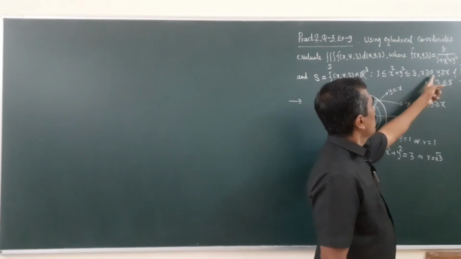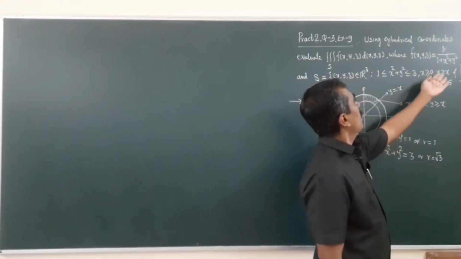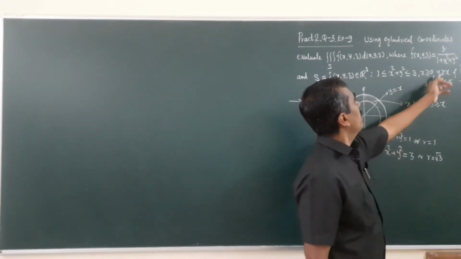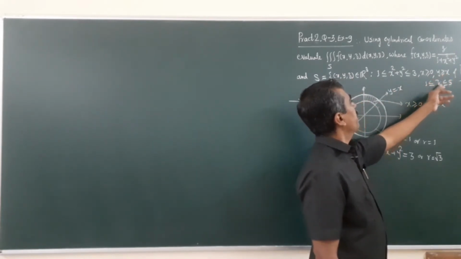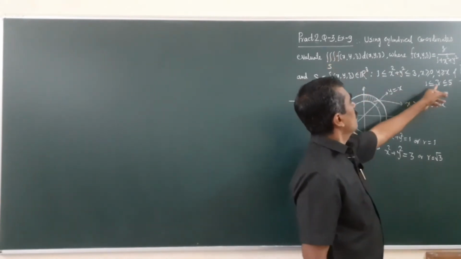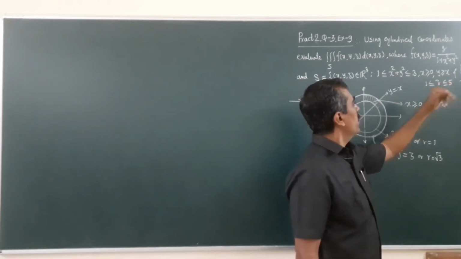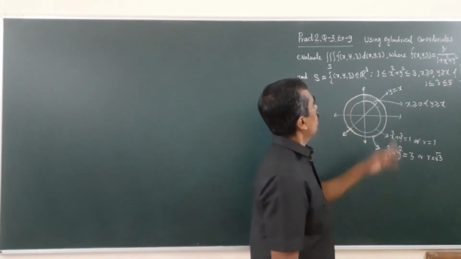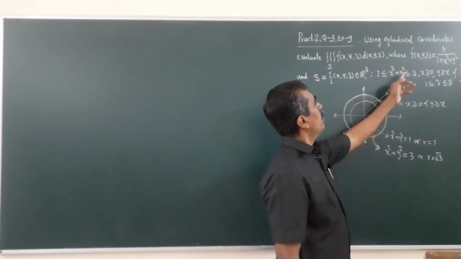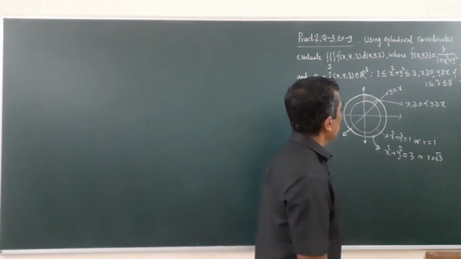3, whose base is in the first quadrant and above the line y is equal to x, and where the height of the solid lies between 1 and 5. So, z lies between 1 and 5. Now, if we plot this annulus, x square plus y square is equal to 1 and x square plus y square is equal to 3.